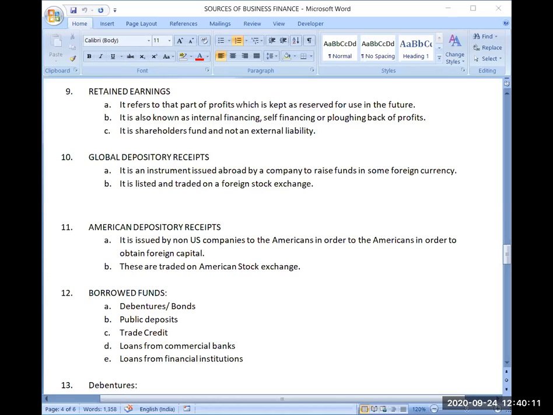Why should it be issued? To raise funds in some foreign currency. Like you can take the example of ABC Limited. Now ABC Limited needs funds for its working, for its functioning. So for that purpose, they have an option to issue equity shares. Now Indians can purchase that equity share. The foreign citizens cannot purchase equity shares of that company.